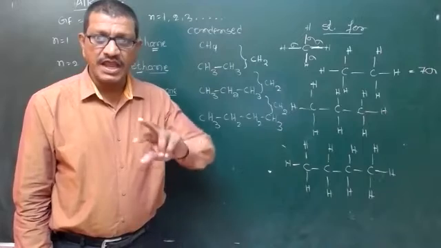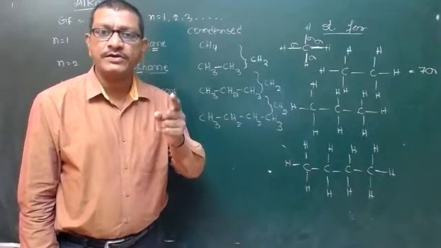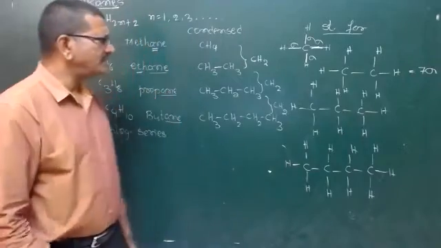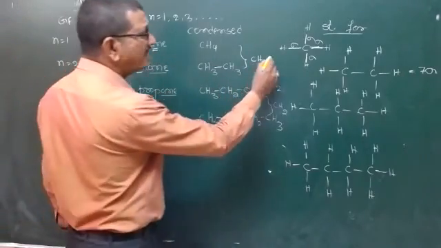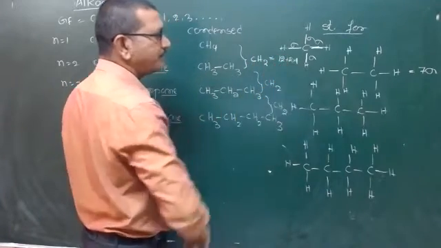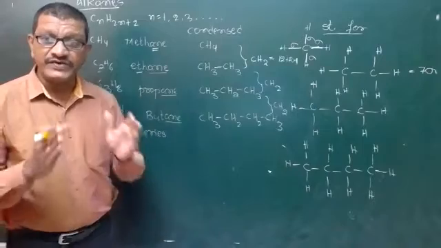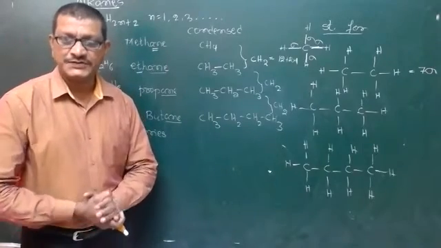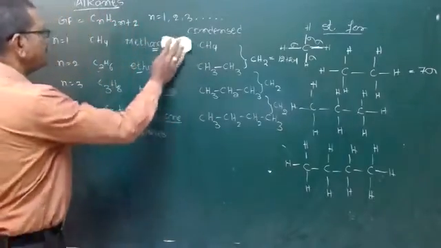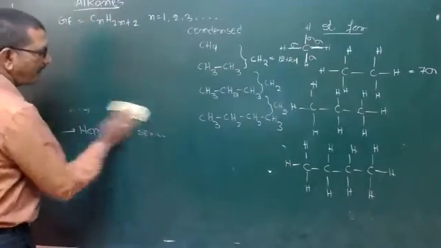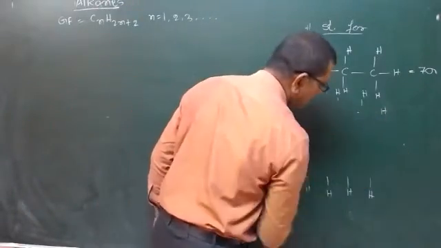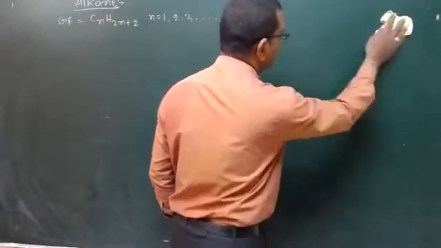The series in which any two successive molecules differ by one CH2 group is known as a homologous series. One CH2 group means what molecular weight difference? Carbon is 12, two hydrogens is 2 into 1. That's why the molecular weight difference is 14. Any two successive molecules differ by this, so alkanes can form a homologous series. This is the general formula, and here are examples with the IUPAC names and the structural formula.